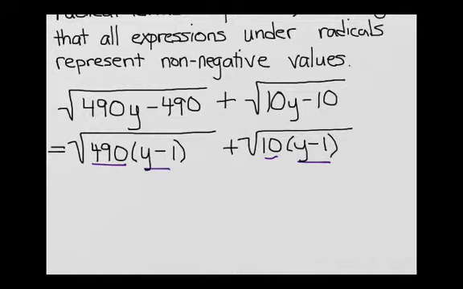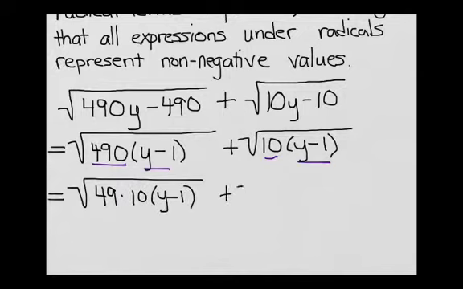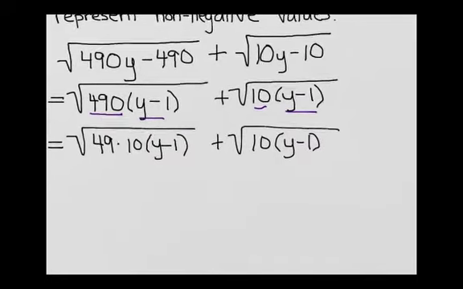490 is divisible by 49, which is a perfect square. So we can rewrite this as the square root of 49 times 10 times y minus 1 plus the square root of 10 times y minus 1. So it's looking promising that we might have a like radical here.